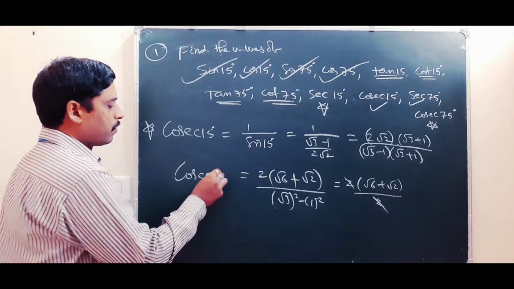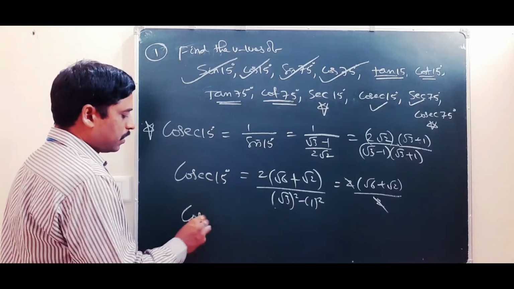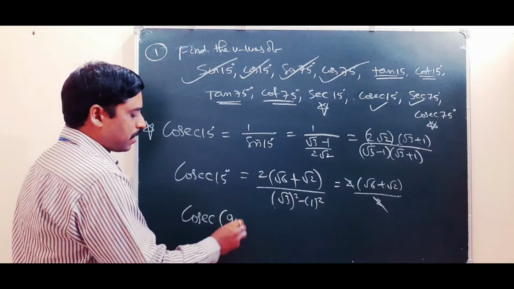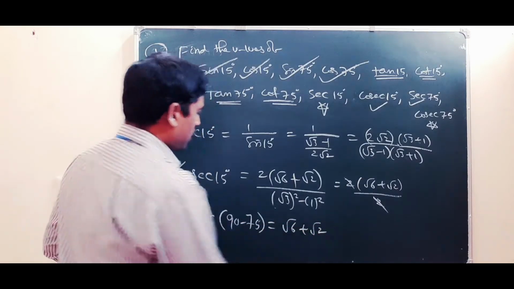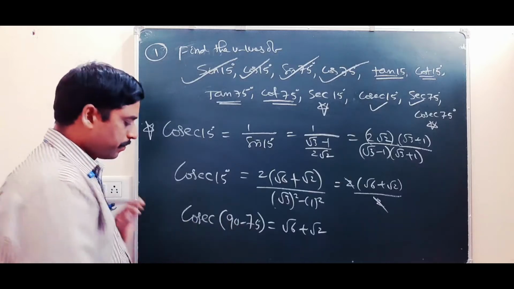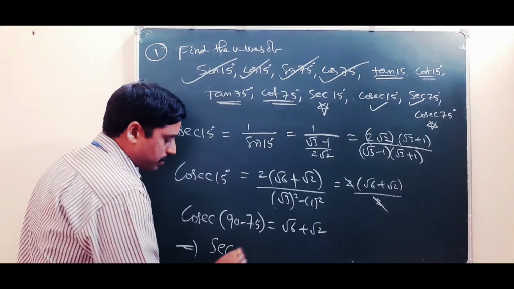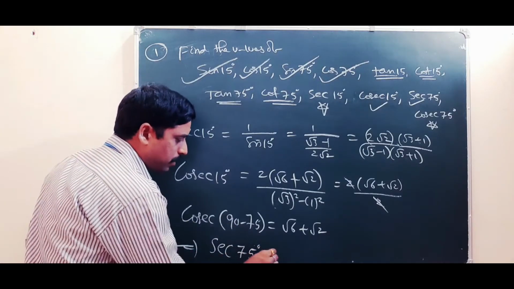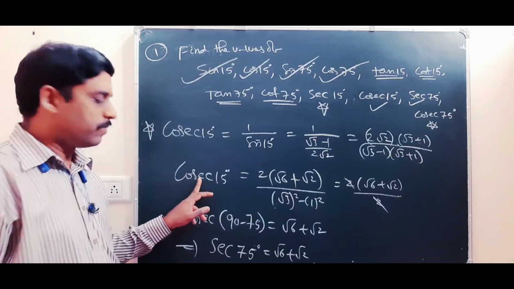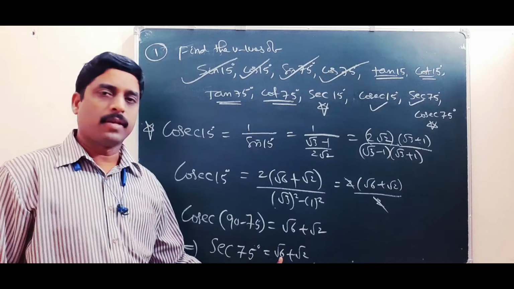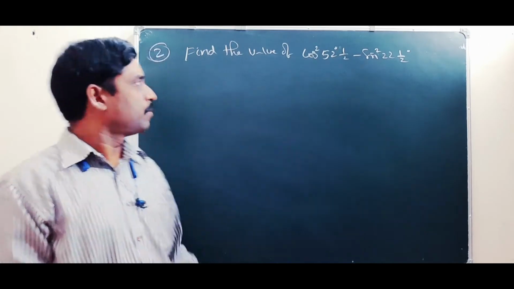So cosecant 15 can be written as cosecant of 90 minus 75, and is equal to root 6 plus root 2. Cosecant 90 minus theta is secant theta. So secant 75 is equal to root 6 plus root 2. Cosecant 15 and secant 75 are both equal to root 6 plus root 2. Okay, let us go to the next problem.